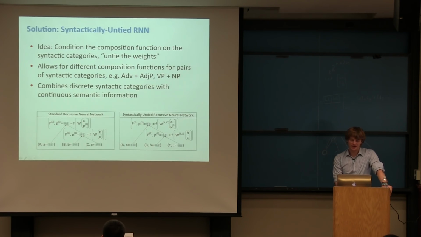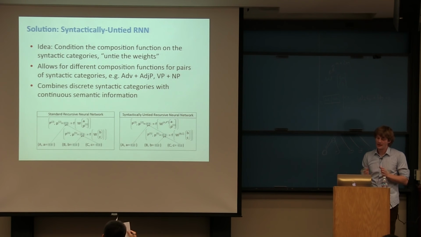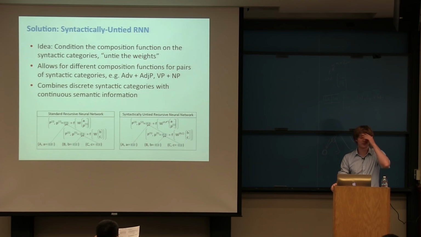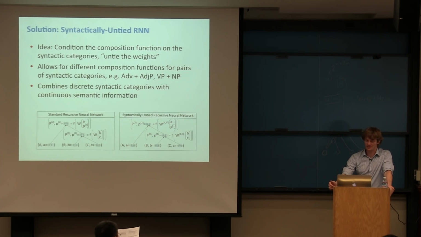And so the idea here is that because we're already in grammar land and we already have these syntactic tree structures, why not use them a little more and condition these composition functions, these neural network layers that have only a single W, and instead untie the weights, relax the assumption. This comes back to a question that was asked before, which is, should we really use the same W at every single node of the tree?